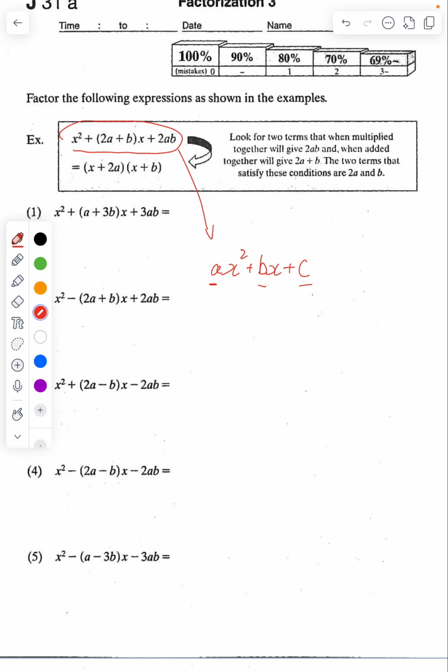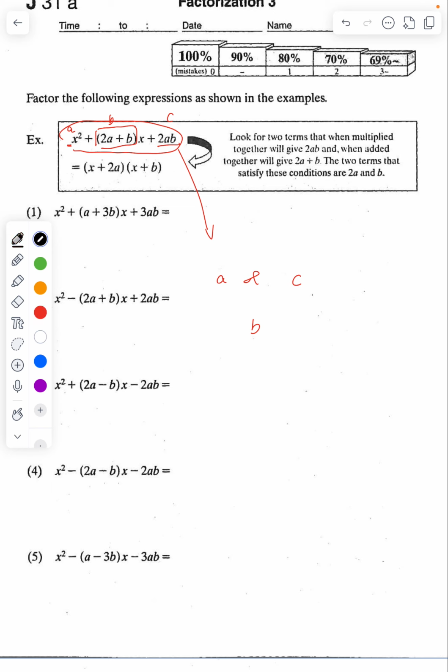So when you look at such an equation, x squared plus (2a plus b) x plus 2ab, we know that this is our so-called b, this one is our a, and this one is our c. Our goal is to split the a and split the c so that the combination of them will make b. Simple as that. So let's try if we are able to do that.